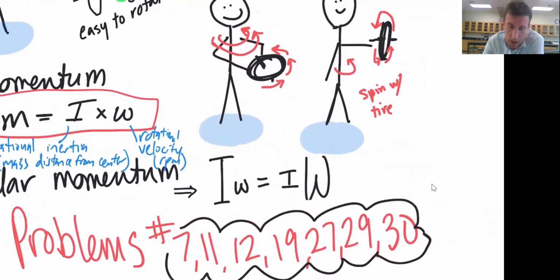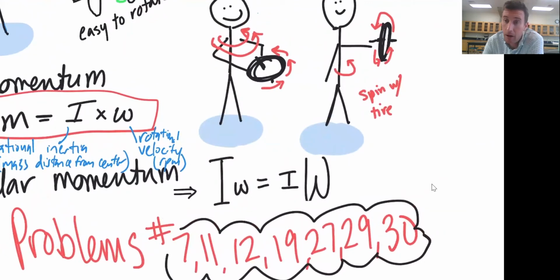So a large I, like hands out, will mean smaller spinning speed. And then bring the hands in, and now I have a smaller I, and that means bigger, faster spinning speed.